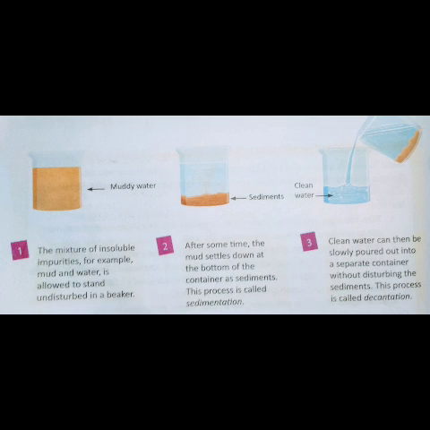Next method of removing impurities from water is sedimentation and decantation. Sedimentation and decantation involves the following steps. Look at the picture given. The first picture denotes the mixture of insoluble impurities. Insoluble impurities means sand and water mixture. For example, mud and water is allowed to stand undisturbed in a beaker.